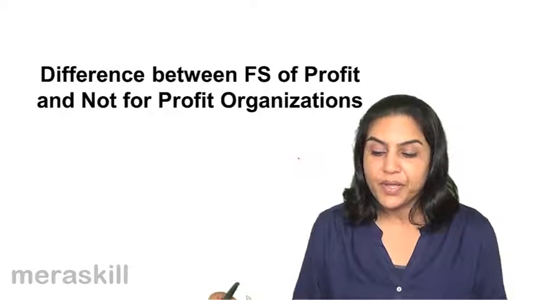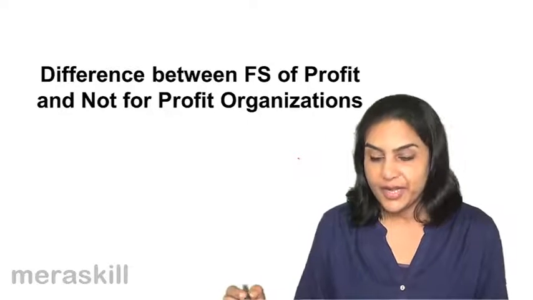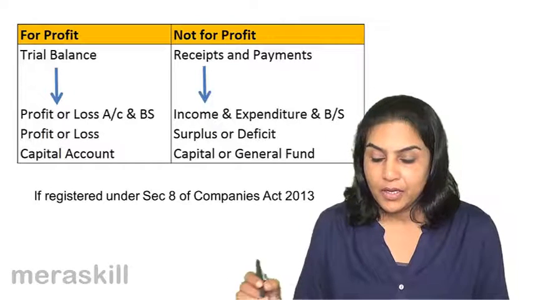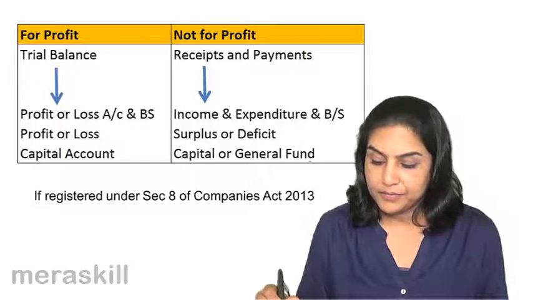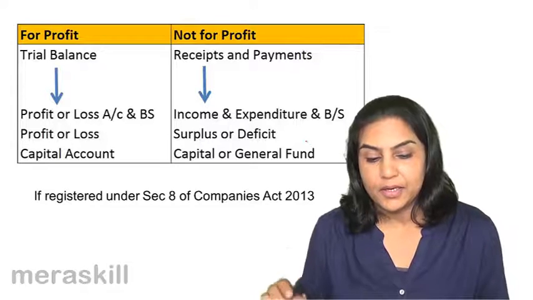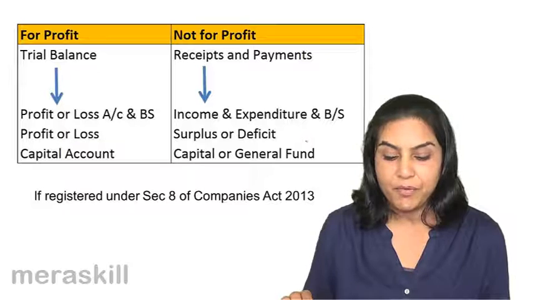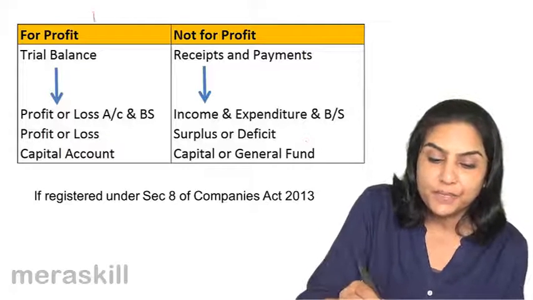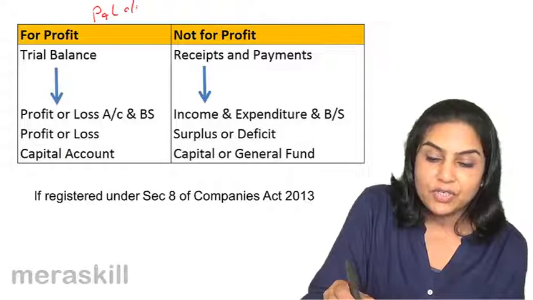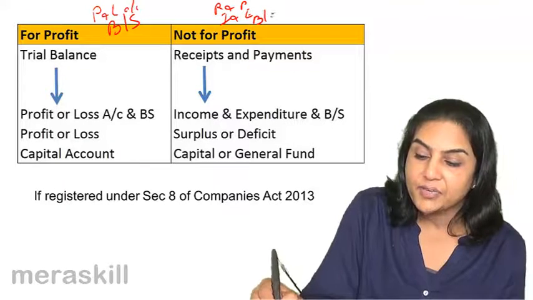The difference between the financial statements of profit and not-for-profit organizations. The final accounts of the profit organizations are profit and loss account and balance sheet. Here you have receipts and payments, you have income and expenditure, and we have a balance sheet.